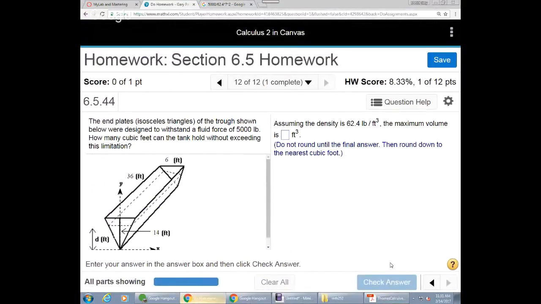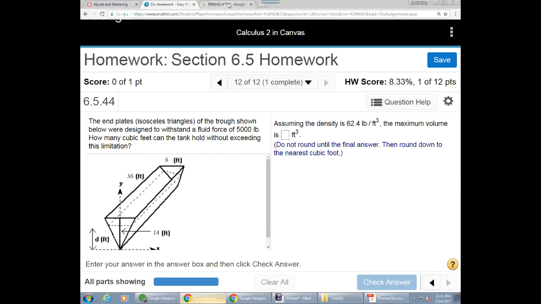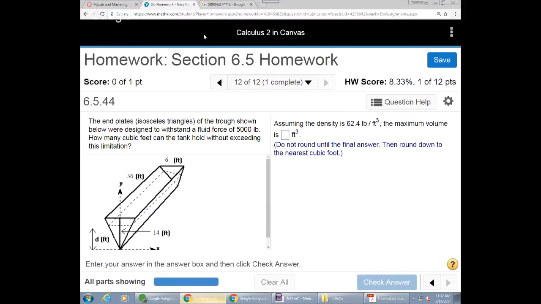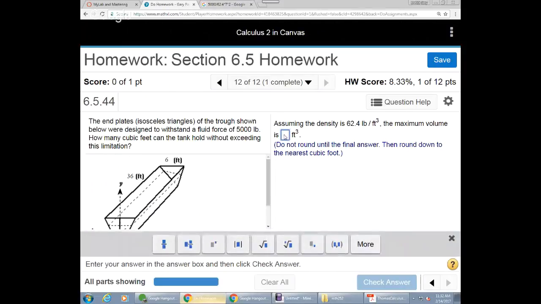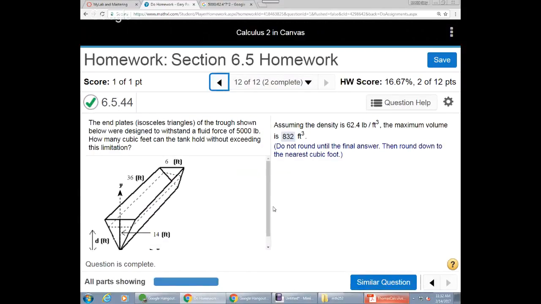Do not round until the final answer, then round down to the nearest cubic foot. Oh, because we don't want to overfill the tank, because then we risk busting the side. Yeah, good point. There's someone's thinking here. Yeah, the fine print. It always gets me too. All right, I'm sorry, I owe you extra credit for that. So we would have to call it 832. Yeah, that's annoying. Okay, so those are the two problems I wanted to go over.